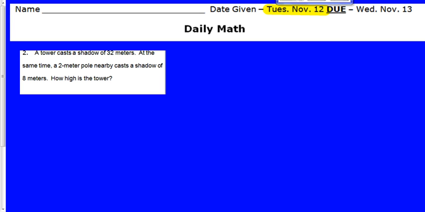For Tuesday night, number 2, a tower casts a shadow 32 meters. At the same time, a 2-meter pole casts a shadow of 8 meters. How high is the tower? Probably need to go ahead and draw a picture, guys. So I'm going to pause the video so I can draw a picture, and I need you to pause the video and draw your picture.